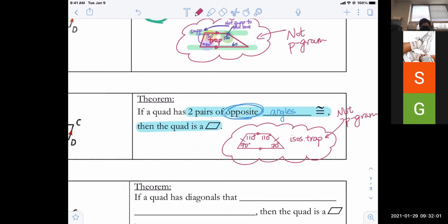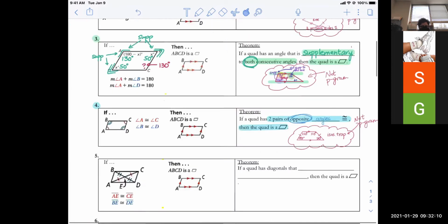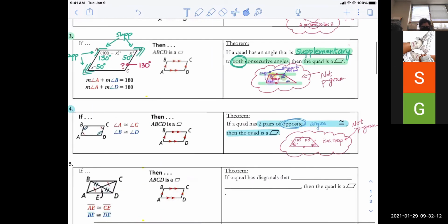I'm going to keep talking to you about these other shapes that are quads that are not parallelograms, because we're going to be talking about properties of these other shapes as well. So if you get familiar with them now, it makes it a little easier later.